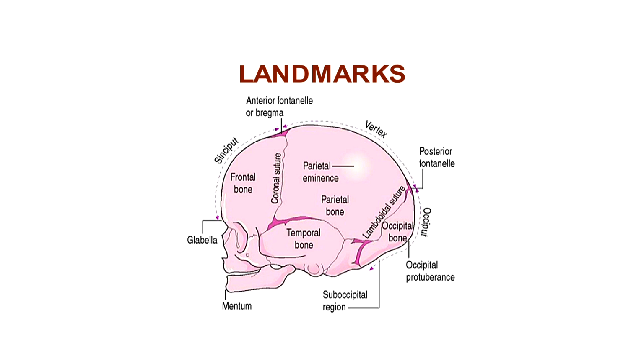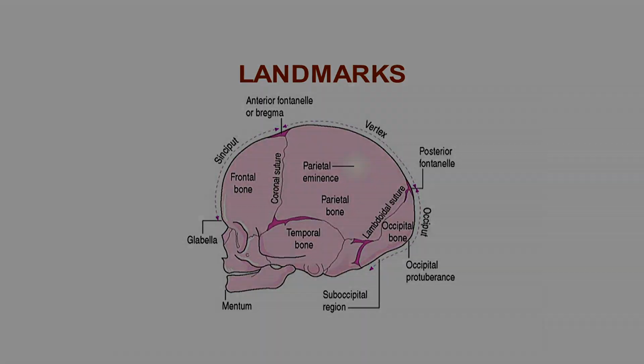So next one is frontal point. It is the root of nose. Next one is subocciput. It is the junction between fetal neck and occiput. So next is submentum. It is the junction between neck and chin. The ninth one is biparietal. It is the transverse distance between two parietal eminences. The last one is bitemporal. It is the distance between two lower ends of coronal sutures.